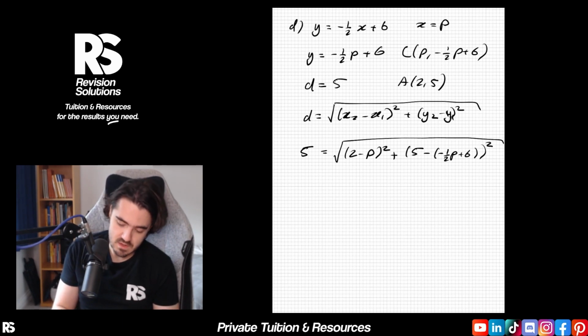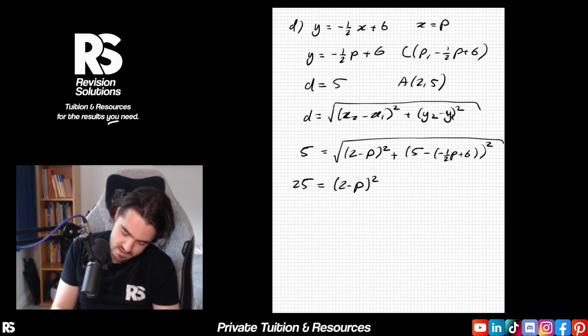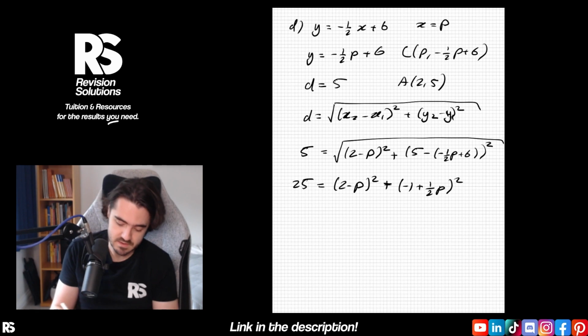And now we just have to start tidying this up, and we should get the result they asked for. So first thing is I will square both sides to get rid of this square root. So 5 squared is 25, which is going to leave us with a 2 minus p squared, and now, plus, and then if we just tidy this up inside here a bit as well, so we'd have 5 minus 6, that would be minus 1, and then we'd wind up having actually a double minus on there, so it'd be plus a half p. That's all squared, and now we need to start expanding the brackets.